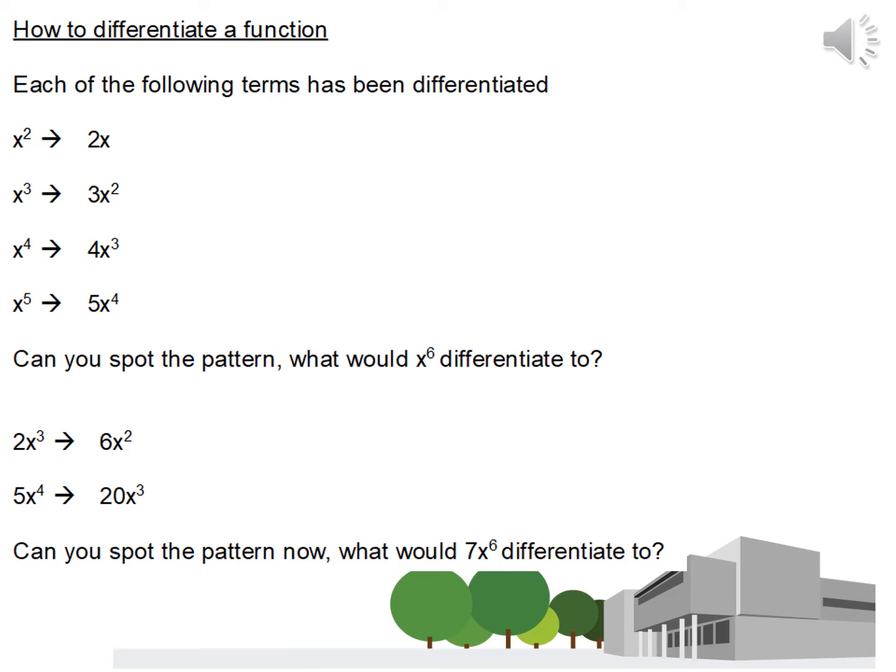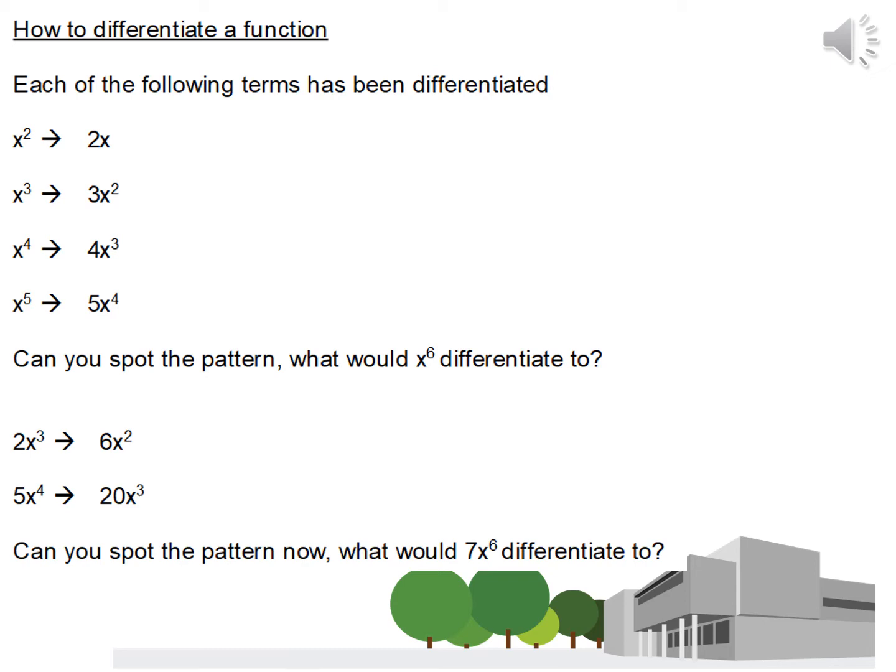What's happening here is the power is coming in front of the x and the power is then reducing by 1. So we simply times by the power, reduce the power by 1. And that's it. That's all you need to know about how to differentiate a function. Times by the power, reduce the power by 1. That's something that you need to drill into your head.